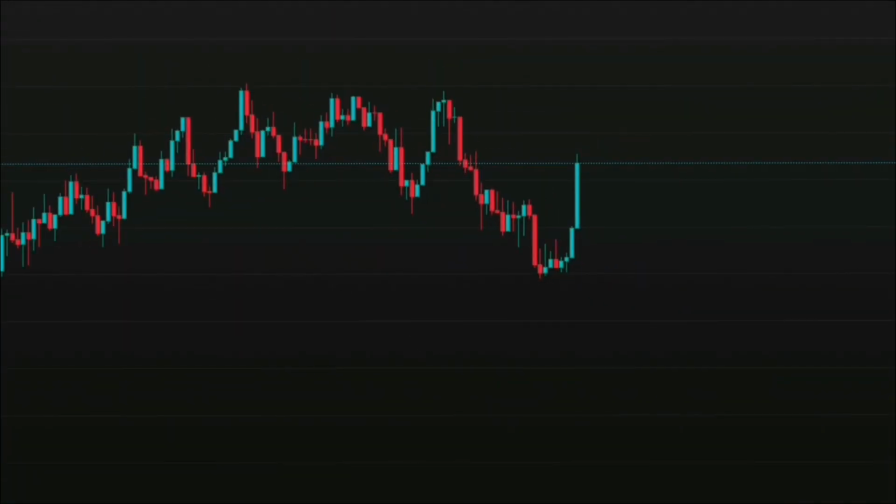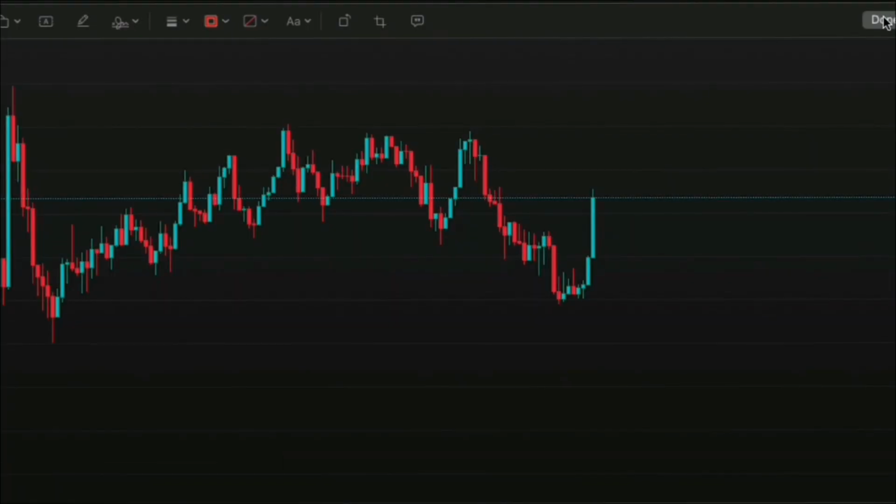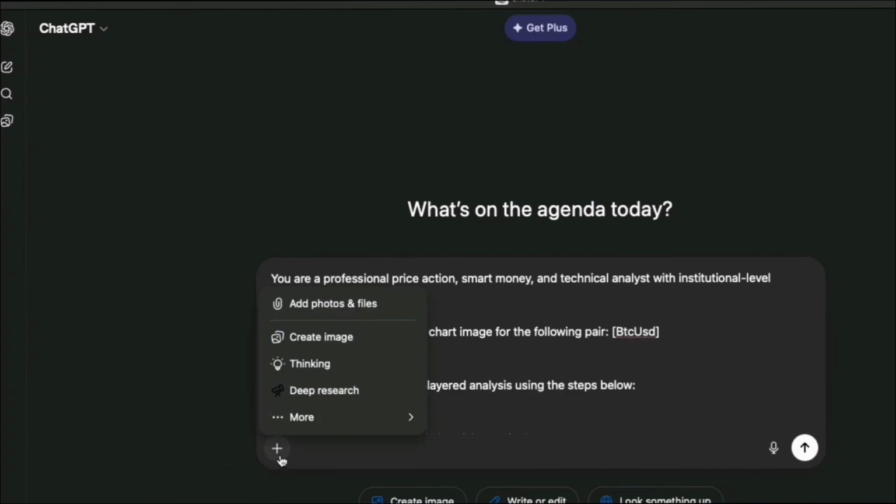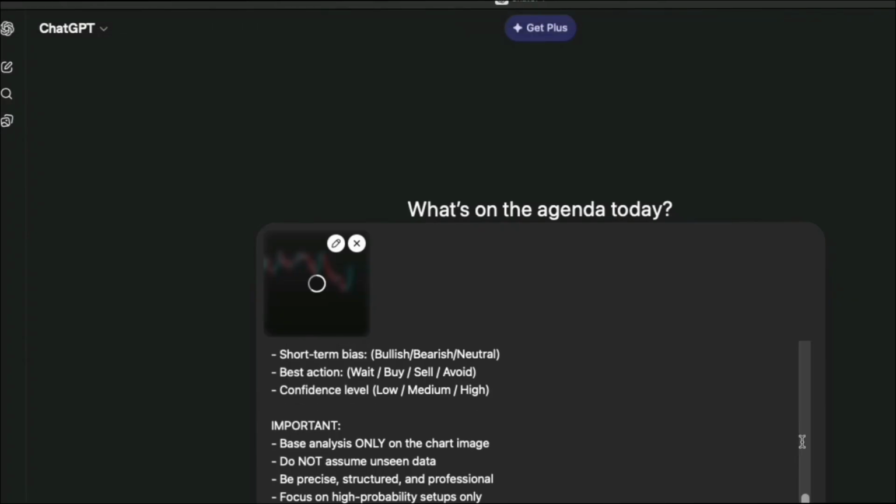So first, I take a screenshot of my chart. Let's say we're analyzing BTC on the 5-minute time frame. Now I go to ChatGPT, paste the prompt, and simply insert the pair as BTC/USD and the time frame as 5M. Then I attach the chart screenshot and hit enter.